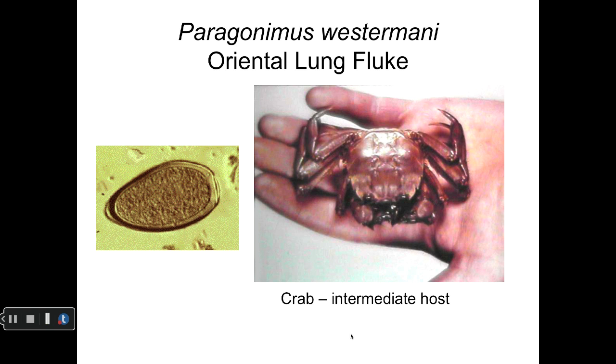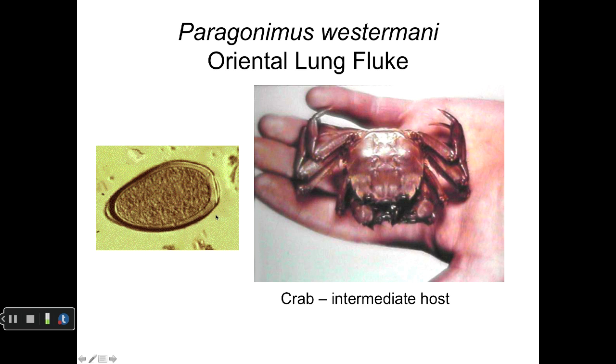All right, so now onto the family Troglotrematidae and the parasite known as Paragonimus westermani. Paragonimus westermani is the oriental lung fluke. And here you can just see a couple of images associated with this species. So here's the egg. The egg of Paragonimus westermani is intermediate in size between the very small Clonorchis sinensis and the large egg of Fasciola hepatica.